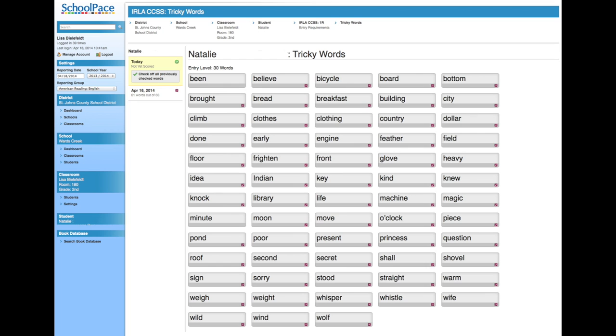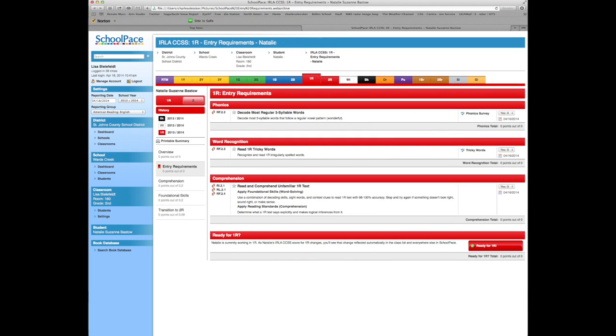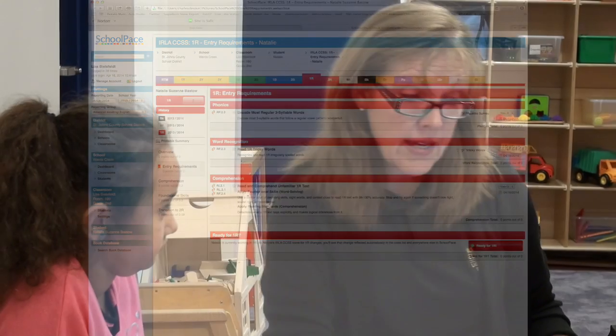So she has almost all of these tricky words. So based upon Natalie's comprehension read, and what she did on the phonics list and the tricky word list, Natalie, it does qualify to enter the 1R reading level. Natalie started in 1R because when we did the phonics list at the very beginning, she missed enough words in the last category to qualify to move her back into 1R.